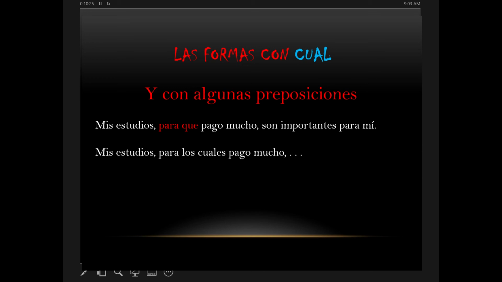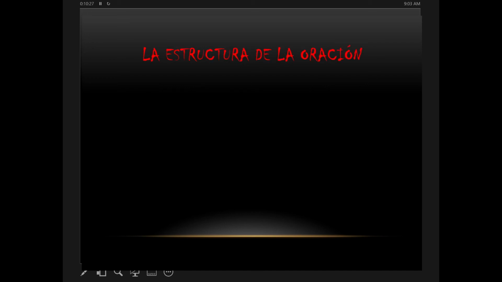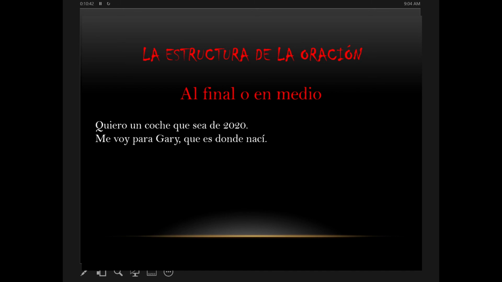And then the structure of the sentence with relative pronouns. You're going to put your clause either at the end or nested in the middle of a sentence. I want a car that is from 2020. Or I'm going to Gary, which is where I was born. And I spoke with your father, who is a good person. All three of these clauses occur at the end of the sentence, and in two cases, because the information is not essential, we put one comma.